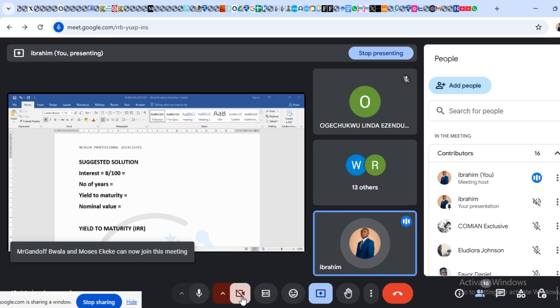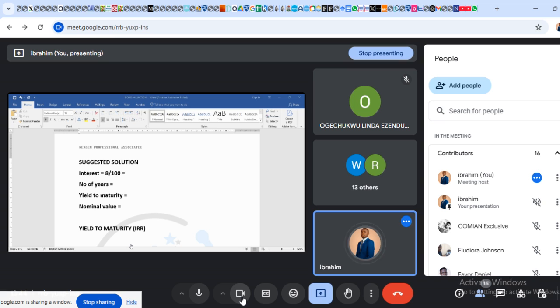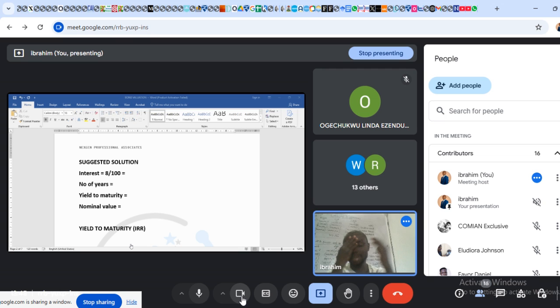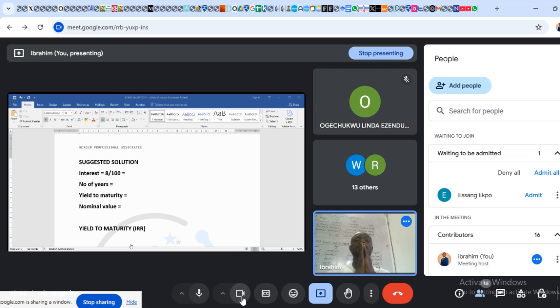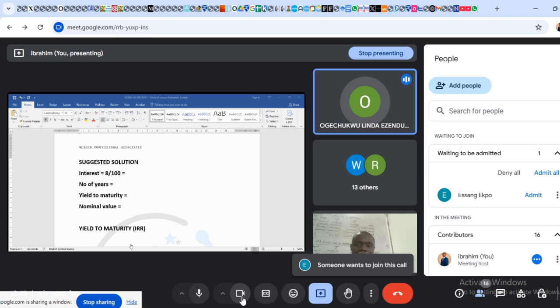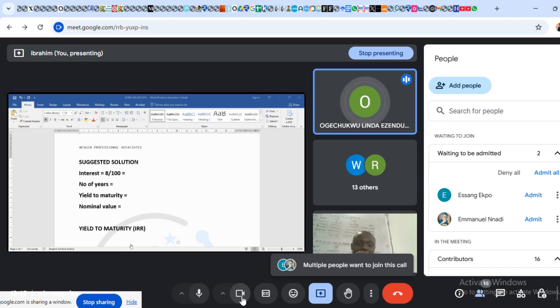I'm not saying you should add. What will be the interest element for you to give this person money? Just the interest element, and it is just 8%. We just need the interest amount. So now, how do we get the interest amount? Is it 0.08? 8 over 100 times 1,000, which is 80 naira.